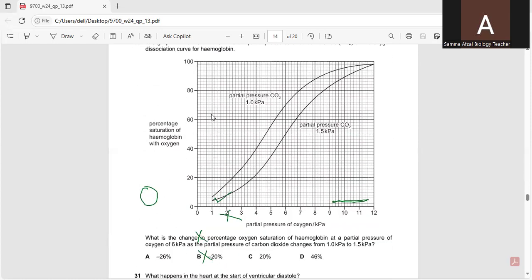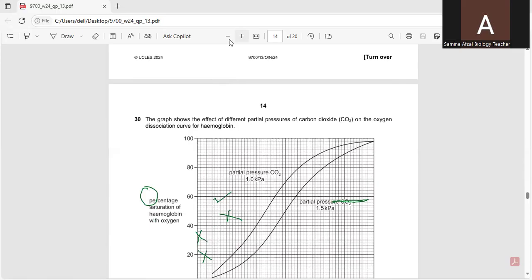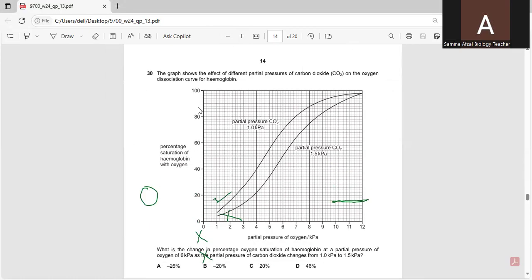Next, question number 30, which shows a graph. The graph shows the effect of different partial pressures of carbon dioxide on the oxygen dissociation curve for hemoglobin. Here you can see partial pressure of carbon dioxide of 1 kilopascal and of 1.5 kilopascals. The percentage saturation of hemoglobin with oxygen has been shown.